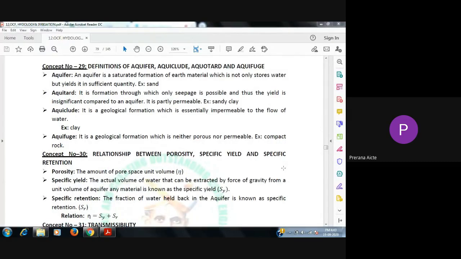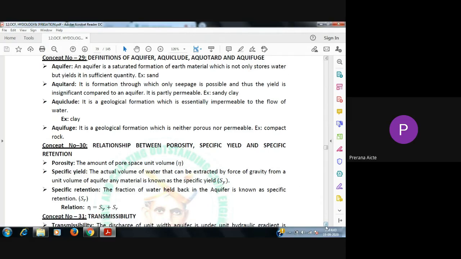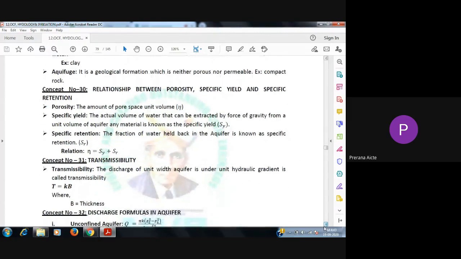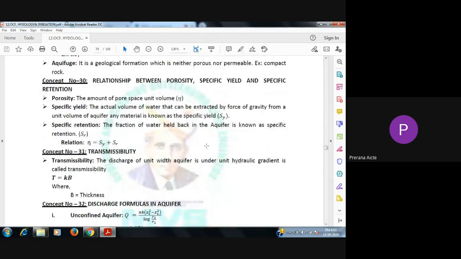Then let us see the relationship between porosity, specific yield, and specific retention. Porosity, you already studied in soil mechanics also. The amount of space per unit volume is called porosity. Then specific yield. What is the meaning of yield actually? Yield means output.